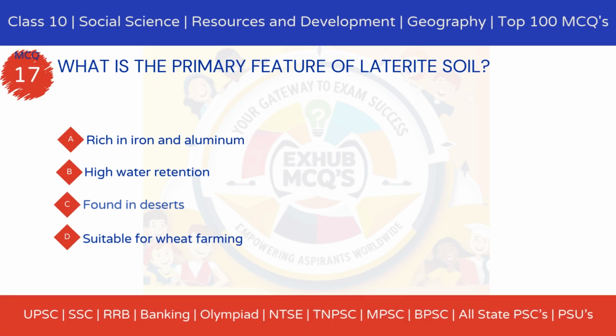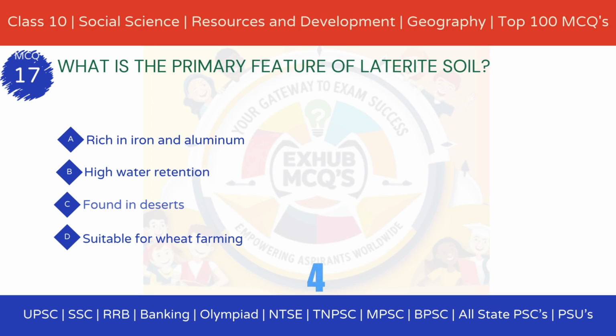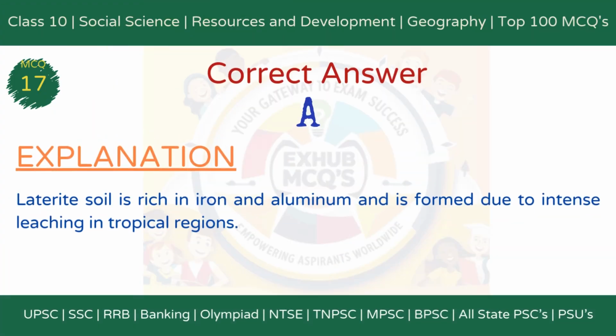MCQ 17. What is the primary feature of laterite soil? Option A, rich in iron and aluminum. Option B, high water retention. Option C, found in deserts. Option D, suitable for wheat farming. The correct answer is option A, rich in iron and aluminum. Explanation. Laterite soil is rich in iron and aluminum and is formed due to intense leaching in tropical regions.